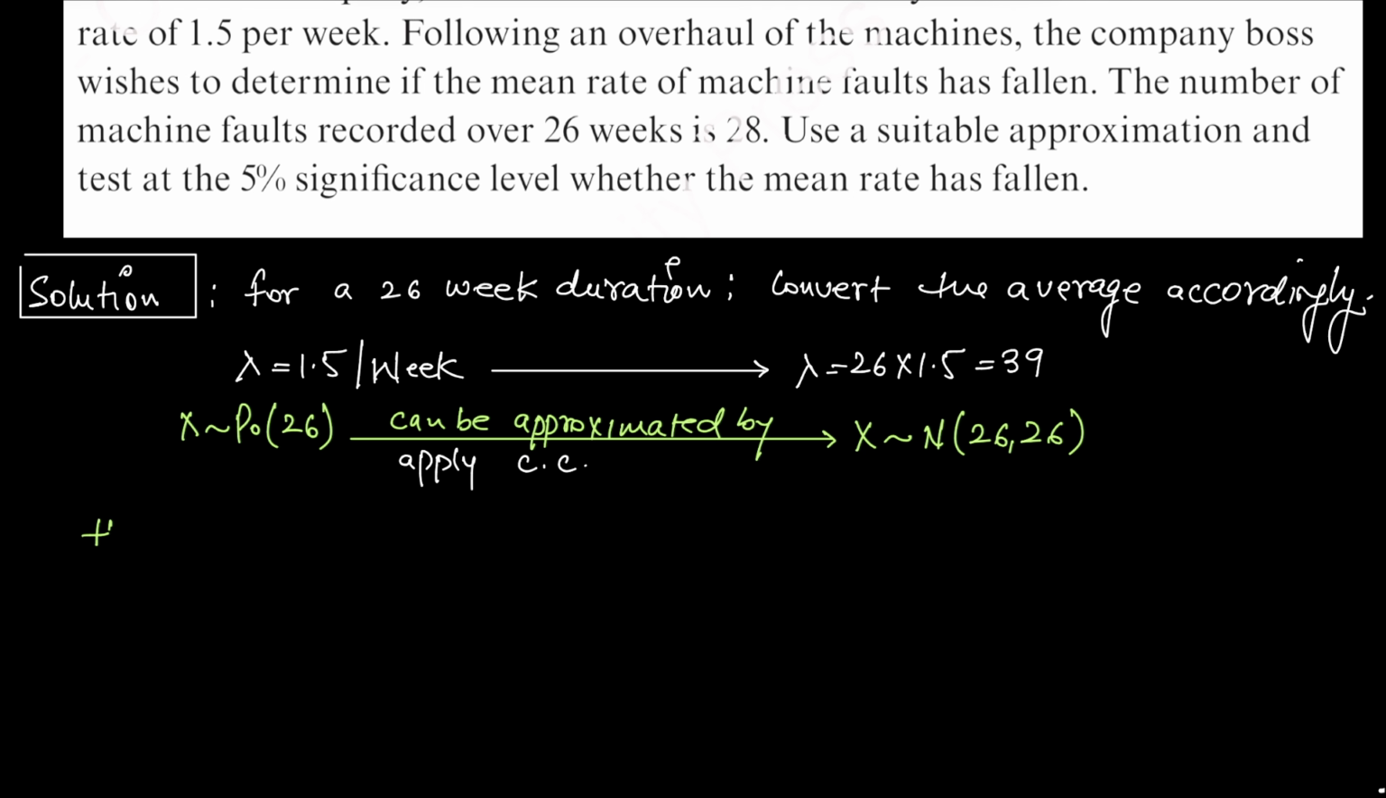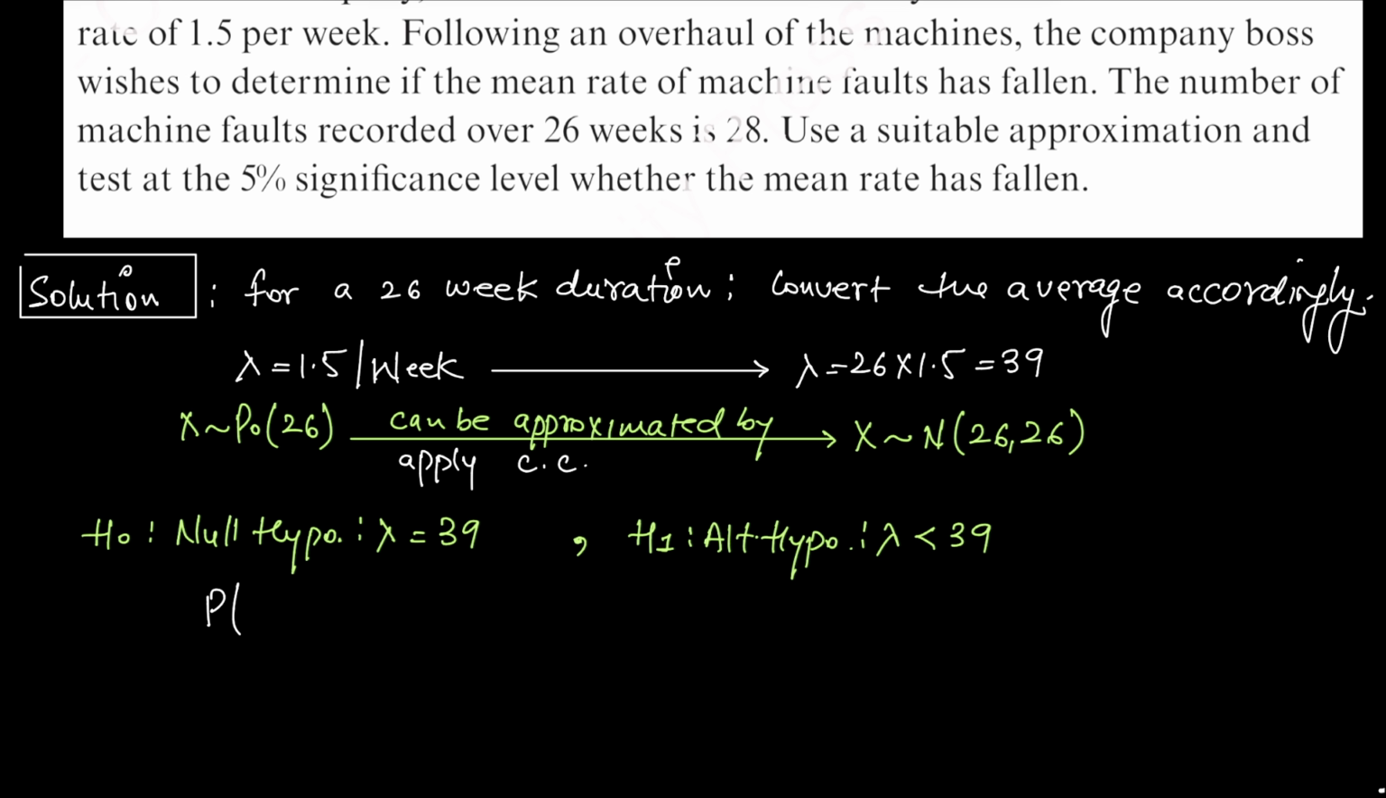Here in this question we need to mention your H naught, that is the null hypothesis. Let's see what the null hypothesis says. So the null hypothesis says that the mean is actually 39. Then your alternative hypothesis says that lambda should be less than 39, and according to the question we are going to calculate the probability of X less than or equal to 28. Please do not forget that the significance level given in this question is 5%.